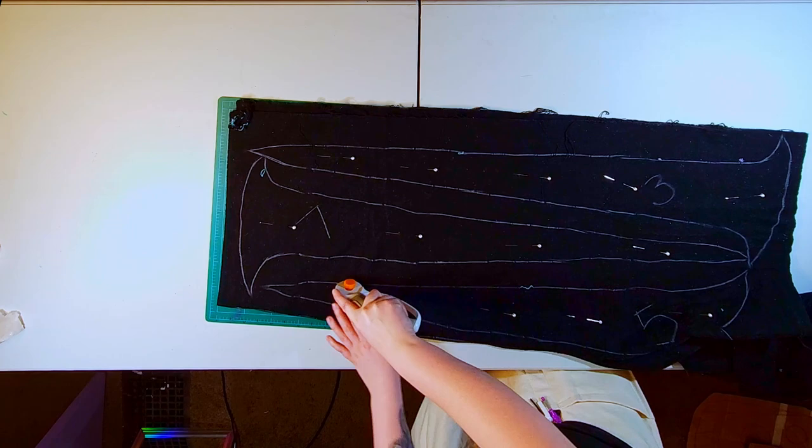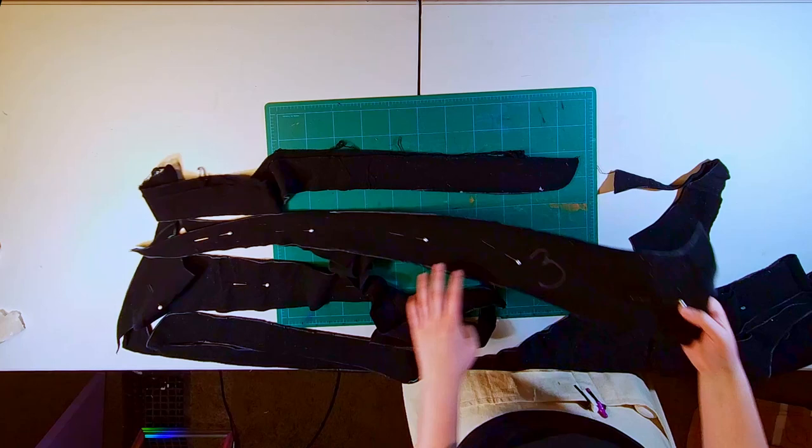Since I need two of all of these pieces as well, I folded my fabric in half, pinned them together, and then made sure to label both the front and the back of the pieces.